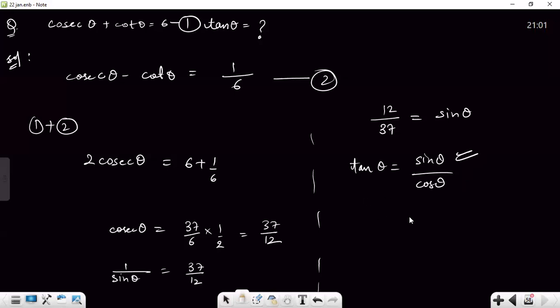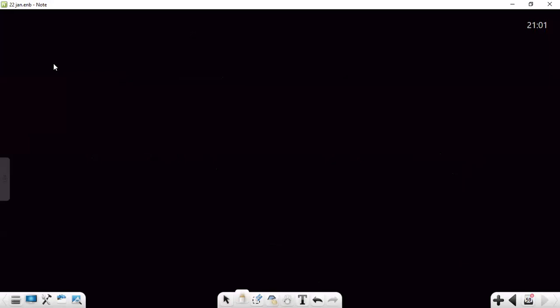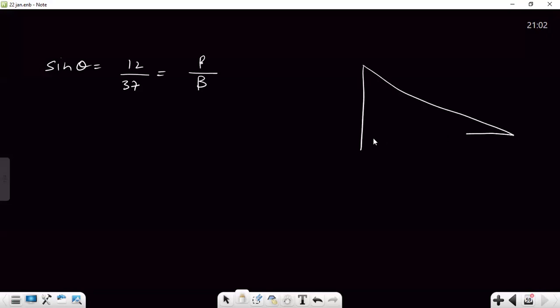Now, there are two methods to find it. One is to go by the formula, cos theta is the square root of 1 minus sine square theta, and then we can find it. Otherwise, there's a triangle method, which I prefer. So simply, sine theta is given as 12 by 37. Sine theta is perpendicular upon base. So let's draw a right angle triangle whose angle is given as 37 degrees. Perpendicular is this, which is 12. Base is this, which is 37.